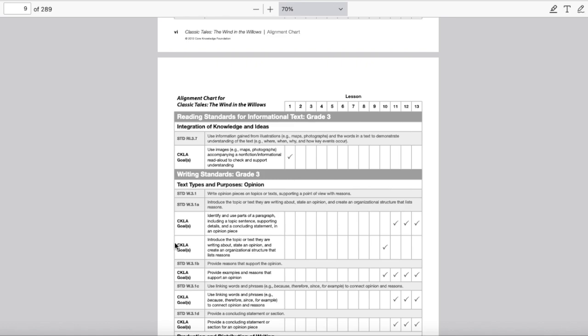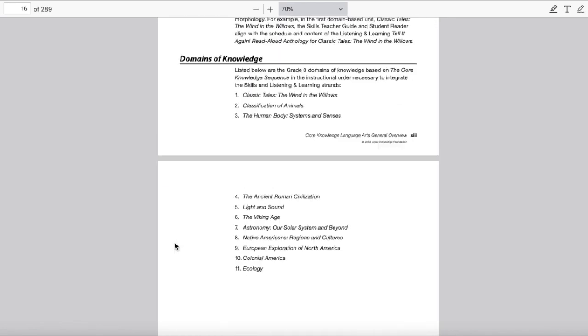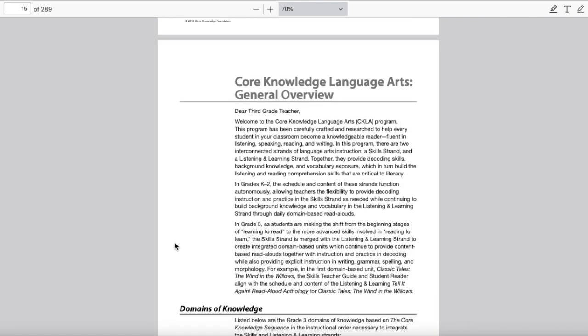standards, which is important in homeschooling. You should have standards in homeschooling. And the fact that the first 20 pages of this is all that is not a negative thing. It's telling you where it fits in.